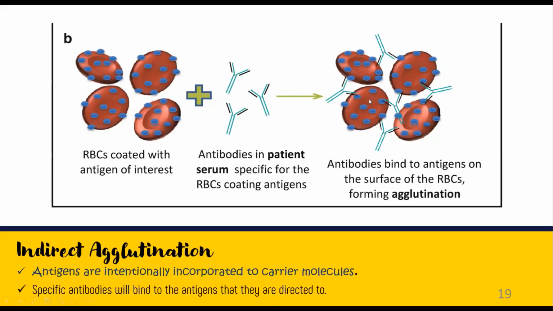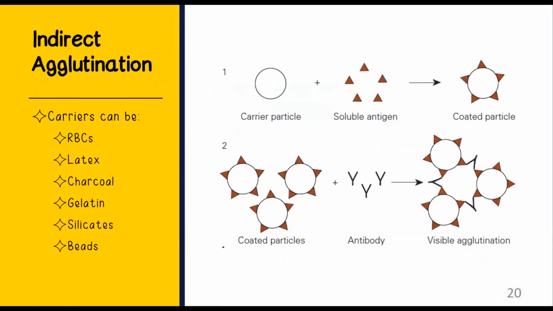And this is because the influenza antigen found on the surface of the RBC will cause agglutination of the RBC. Siyempre, kasali si RBC na mag-a-agglutinate kasi siya yung carrier ng antigen. So, because of that, we are able to visualize the agglutination reaction. Now, there are actually different carriers in indirect agglutination. We can use RBCs as carrier.